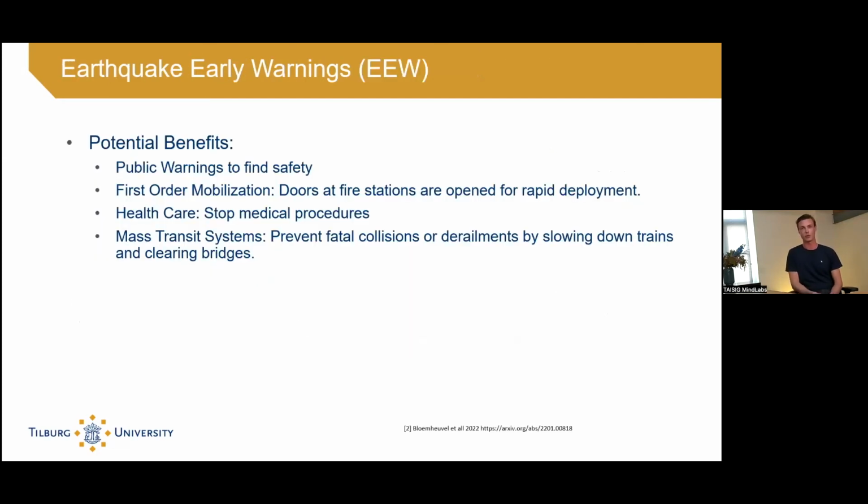And why is this important? Well, a few things. There are of course public warnings that we can give to people to find shelter, but also first order mobilization. So we can already open fire station doors for rapid deployment of fire trucks. We can notify hospitals, so in healthcare, we can stop medical procedures for people that are undergoing surgery. And in mass transit systems, we can prevent trains from colliding or derailing by the shaking of an earthquake. And also we can clear bridges of vehicles.